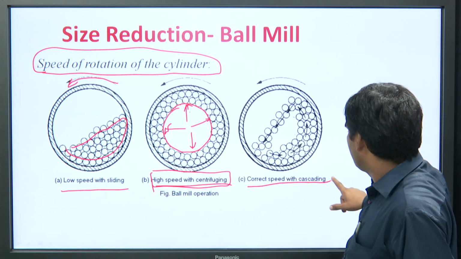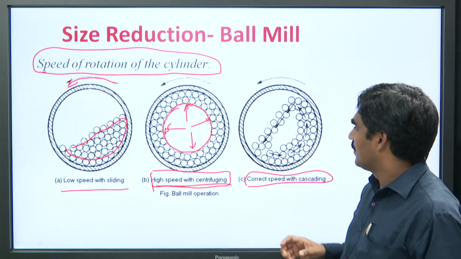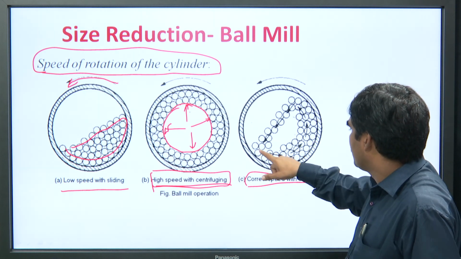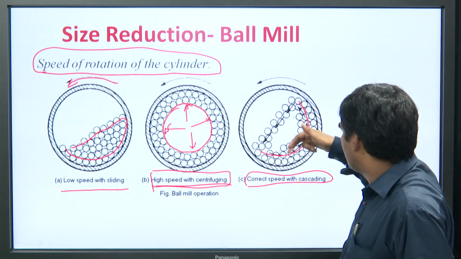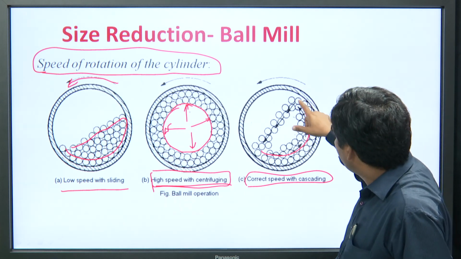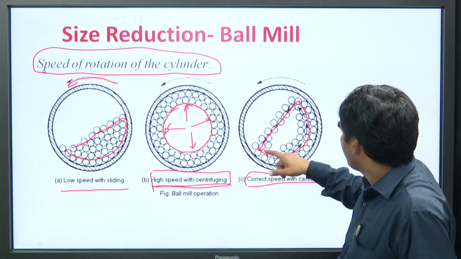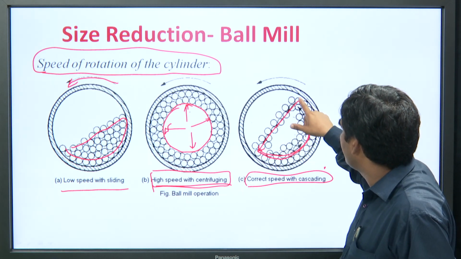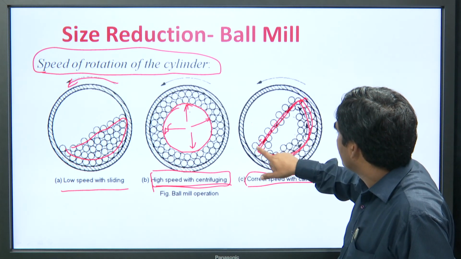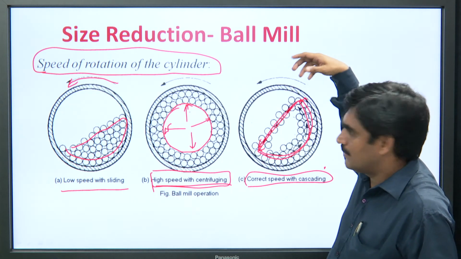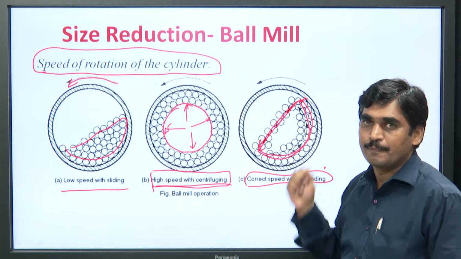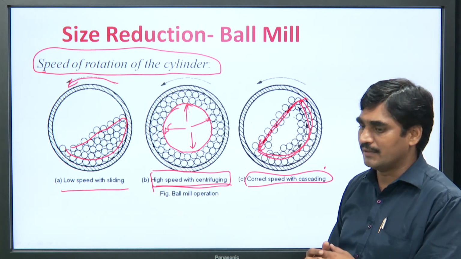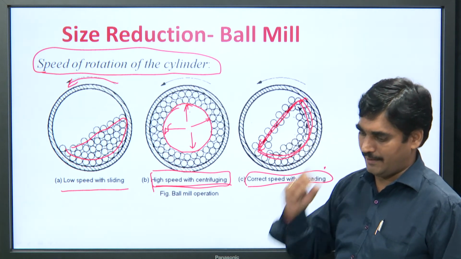Now with optimum speed, neither low speed nor high speed. What happens is, as the cylinder is moving, the ball is raised to a certain height, and from there it again falls down at the bottom. Again from here it is moving up, and then falls down from some height in a diametrical position. So, this leads to the size reduction of particles in an efficient manner.